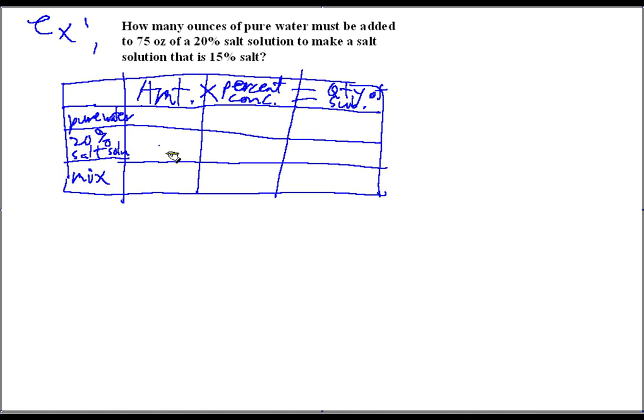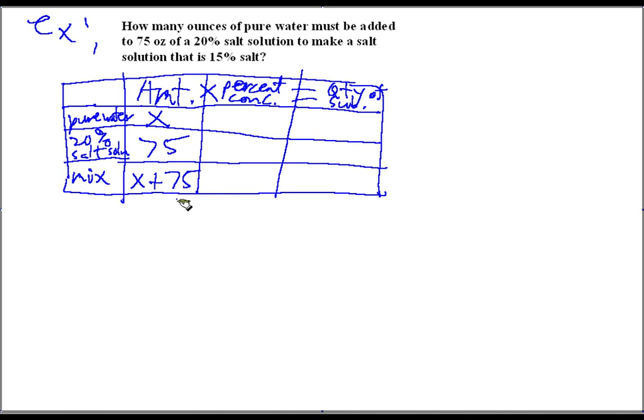So first we're going to fill out one column at a time. What goes into the amount column? How many ounces of pure water? I don't know how many ounces of water I need to add, so let's make that X. It must be added to 75 ounces of a 20% salt solution, so I'm using 75 ounces of this. Then the mixture is going to be X plus 75, just like the previous example we saw with value mixture. If I use X ounces here and 75 ounces here, then I have X plus 75 ounces in the mixture.